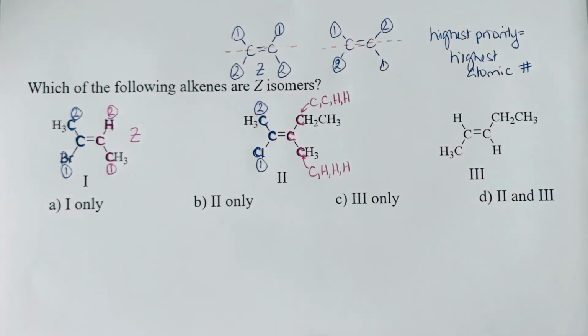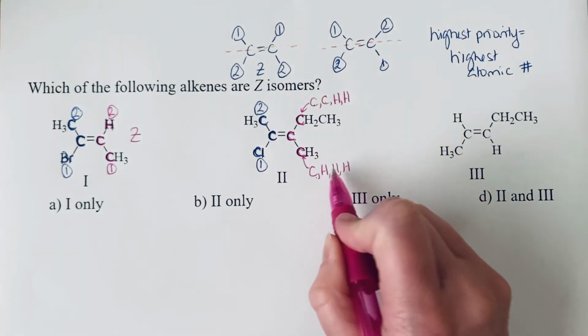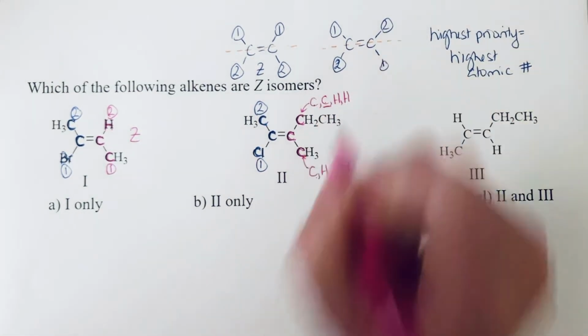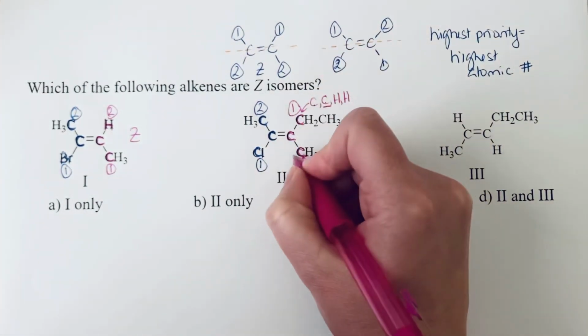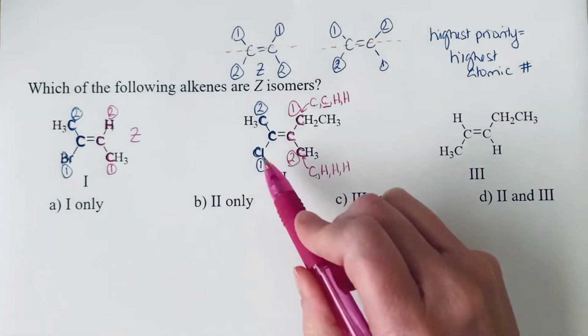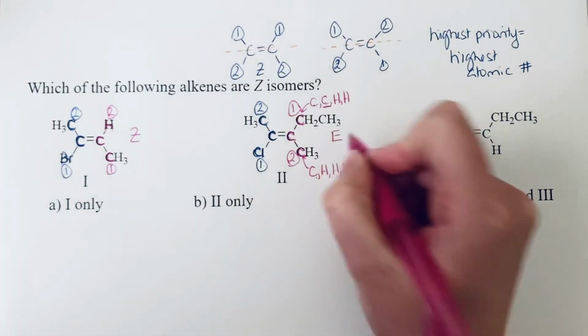And so here we found the point of difference. We compare carbon, carbon, carbon, hydrogen. There's our point of difference. So that means this top group is going to be the higher priority group and the bottom is the lower. And so the high priority groups are on opposite sides. So this alkene is an E alkene.